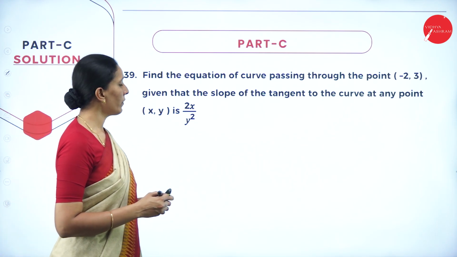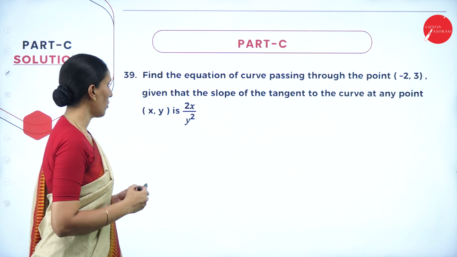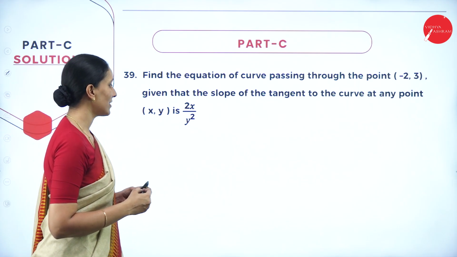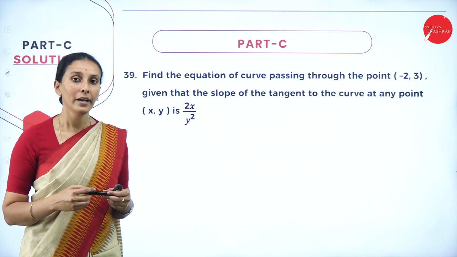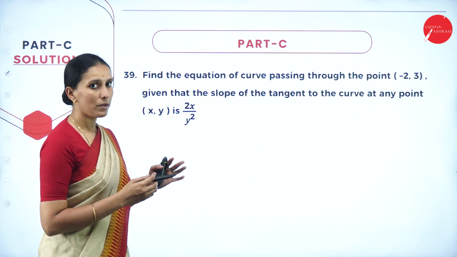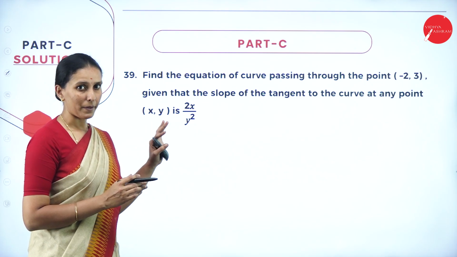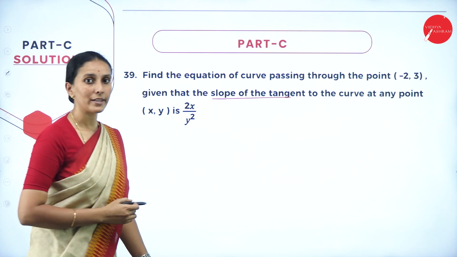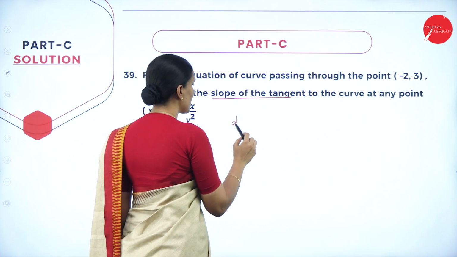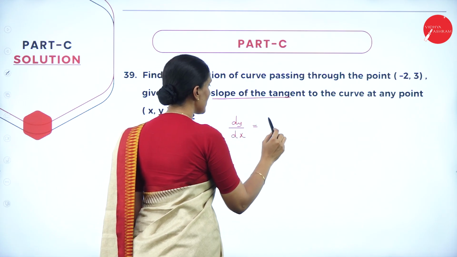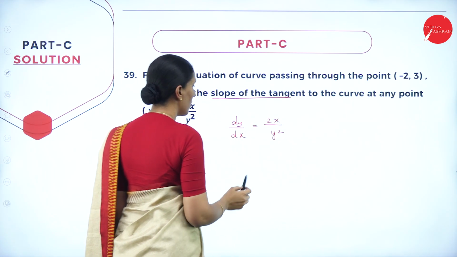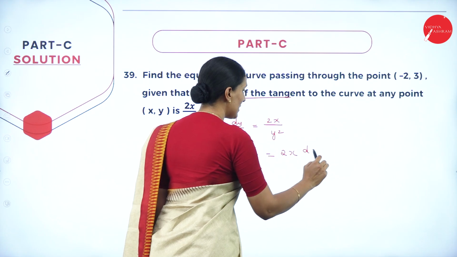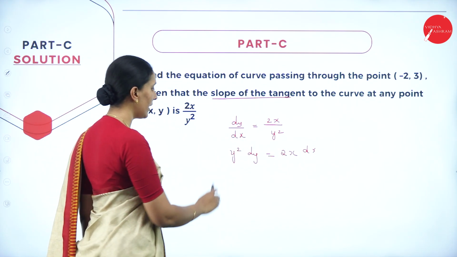Next question, find the equation of the curve passing through the point minus 2, 3 given that the slope of the tangent to the curve at any point x, y is 2x divided by y square. So this is a question from differential equation. A few statement problems under variable separable method can be expected for 3-mark question. So they have given slope of the tangent is equal to 2x by y square. Slope of the tangent is given by dy by dx, that is equal to 2x by y square. Now we have y square into dy, 2x into dx. Let's separate the variables and then integrate it on both sides.